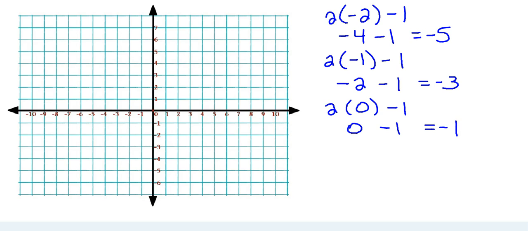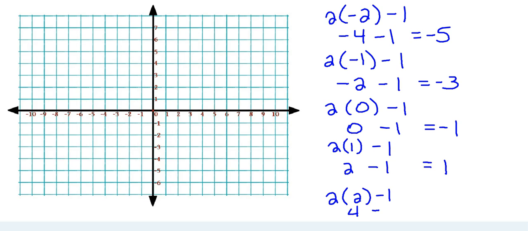And then we had +1, so we're going to say 2 times 1 minus 1. 2 times 1 is 2. 2 minus 1 equals +1. And then finally we had +2, so we have 2 times 2 minus 1. 2 times 2 is 4. 4 minus 1 equals 3.